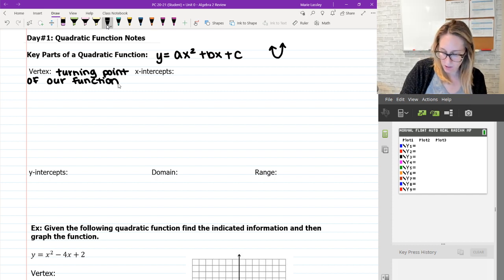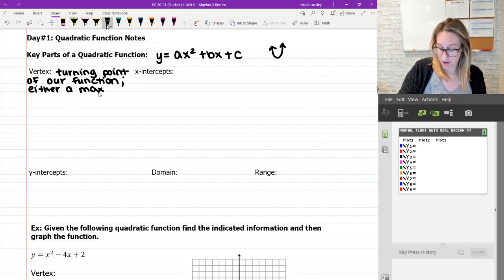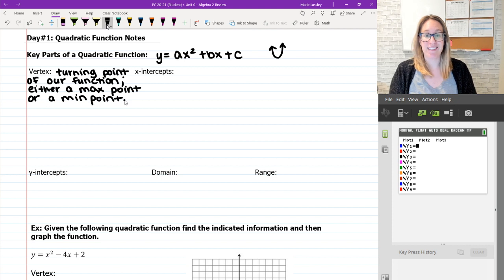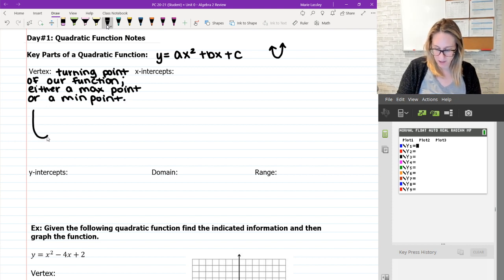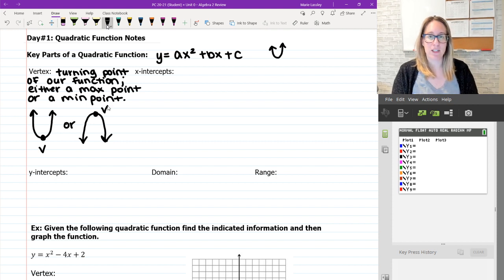Okay, and like I said, it's either a maximum point, which means it's at the very top, right? So that would be when our parabola is opening down. So it's either a max point or a minimum point, and that would be if it's a standard parabola pointing up. So these are two scenarios. Here's our up parabola. This point right here, that's our vertex. Or if you have an upside down parabola, then right there would be our vertex, right? So it's our turning point.